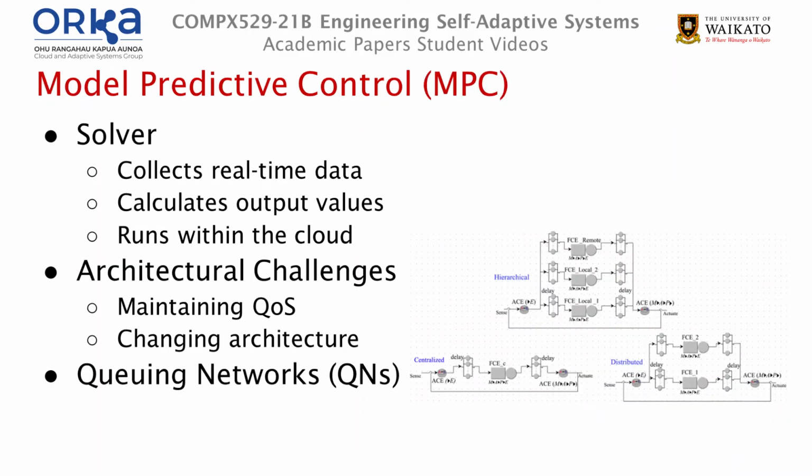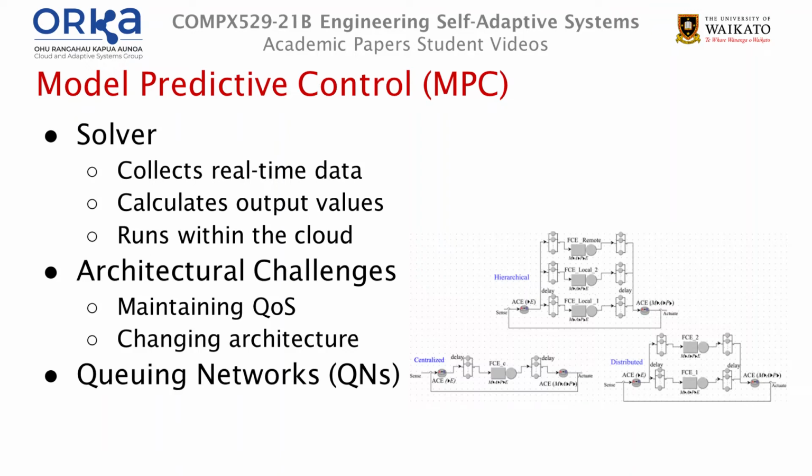The solver within the cloud component consists of a model predictive control system. This collects real-time data from each sensor and uses this to calculate output values. The architectural challenges of this system are maintaining the quality of service required and changing the architecture based on the environment that it is currently in.